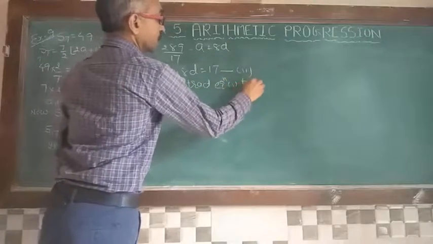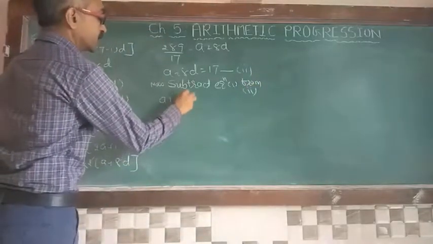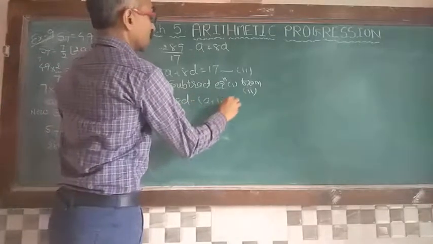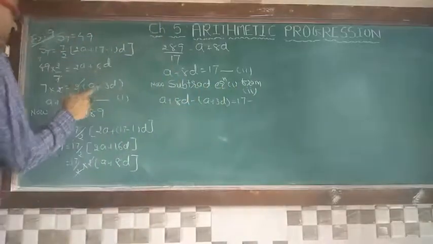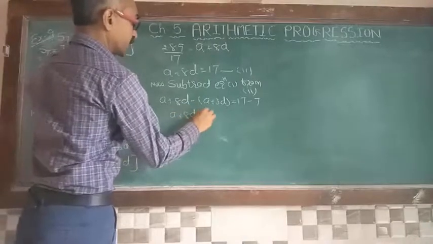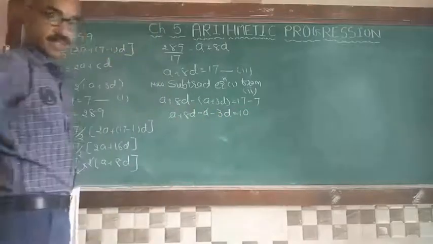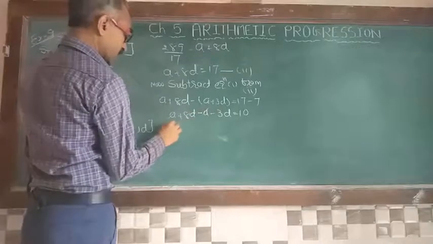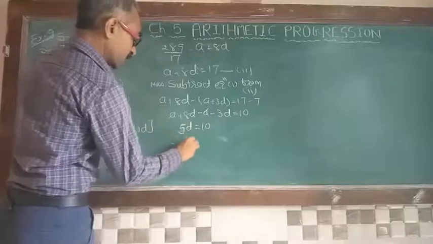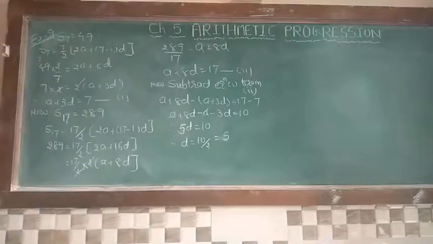Equation 1 from 2. So A plus 8D minus A plus 3D is equal to 17 minus 7. So A plus 8D minus A minus 3D is equal to 10. A minus A is cancelled out. 8D minus 3D, that is 5D. 5D is equal to 10. So D is equal to 10 by 2, that is 5. So value of D, that is common difference, is 5.